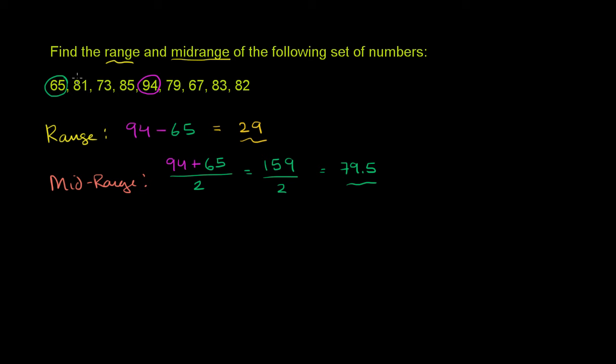So it's one kind of way of thinking about the middle of these numbers. Another way is obviously their arithmetic mean, where you actually take the arithmetic mean of everything here. Obviously, you could also look at things like the median and the mode. So range and midrange.